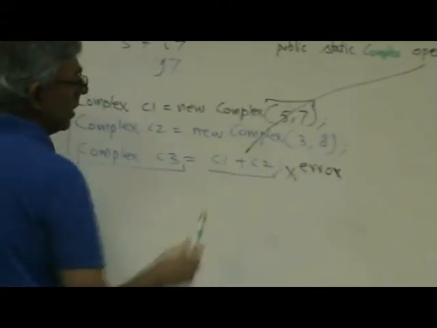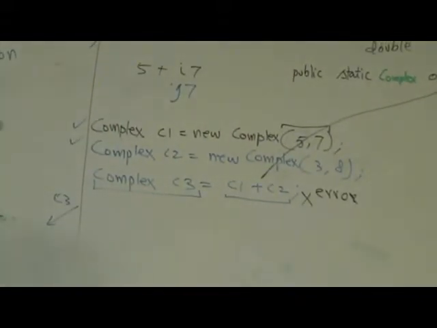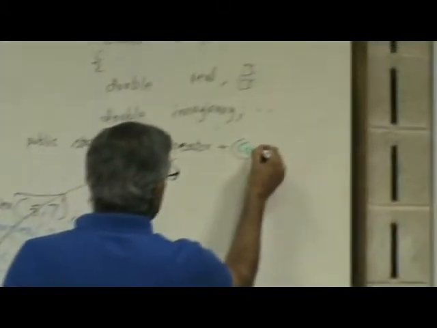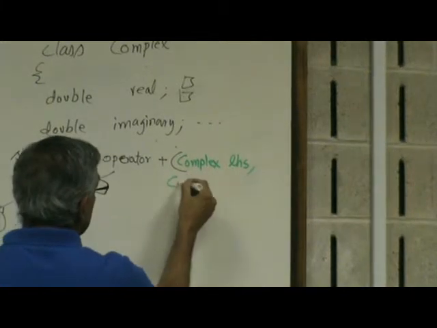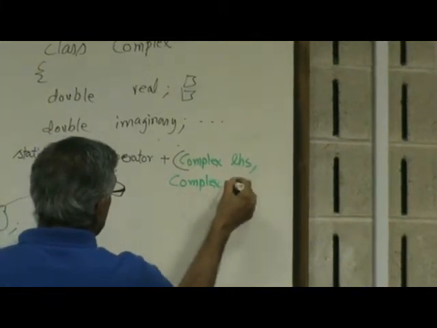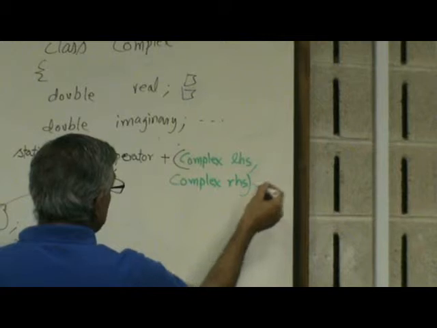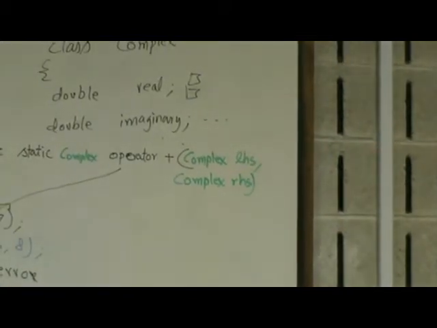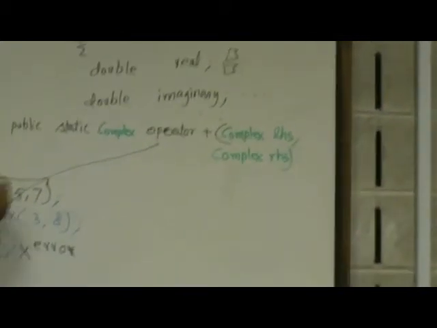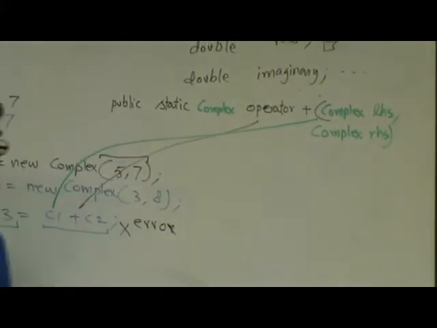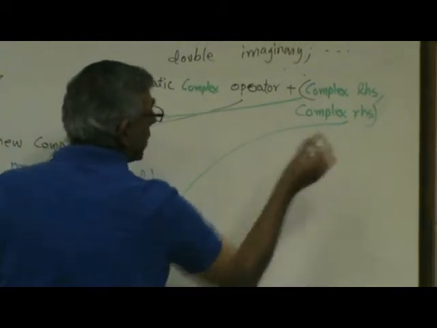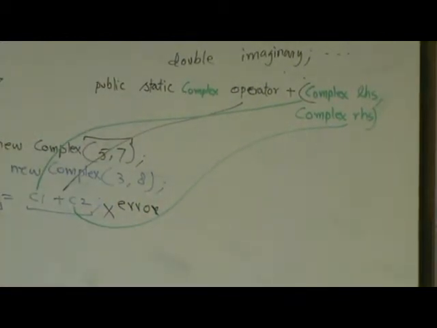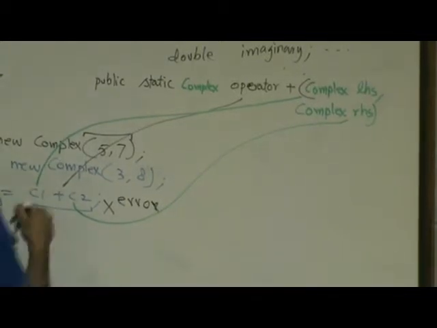Okay. Now, second thing, how many parameters does it take? Whenever we add, how many things are we adding? 2. So there will be complex, let me call it left-hand side. We can call it anything we feel like. Complex right-hand side. The reason I'm calling them left-hand side and right-hand side is because this C1 will correspond to the left of the operator, and C2 will correspond to the right of the operator. So it will be easy for us to see what code we are writing.